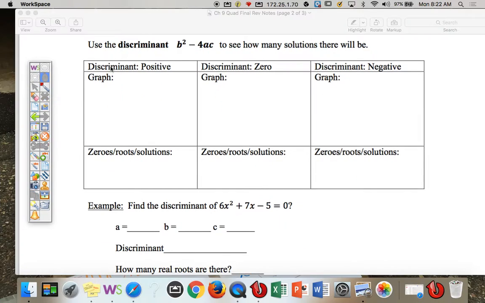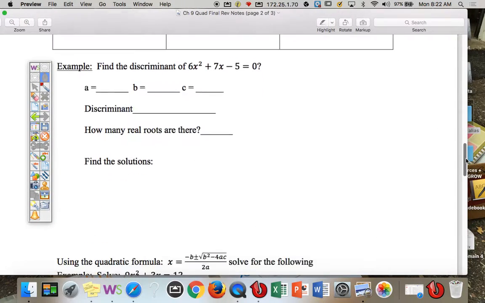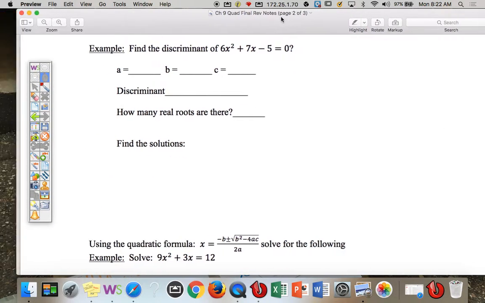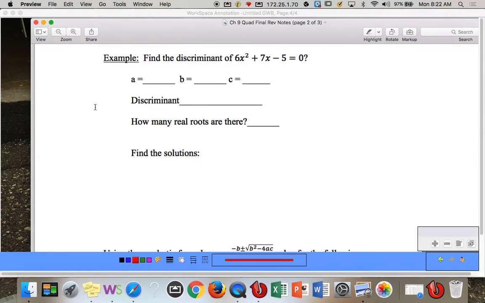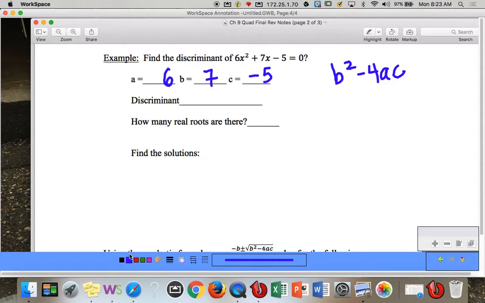So here's an example. Find the discriminant of 6x squared plus 7x minus 5. First up, find a, b, and c. A is the number in front of the x squared, b is the number in front of the x, and c is the number by itself. The discriminant is b squared minus 4ac. So we plug in: b squared is 7 squared, minus 4 times 6 times negative 5.